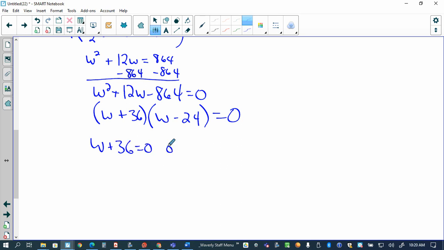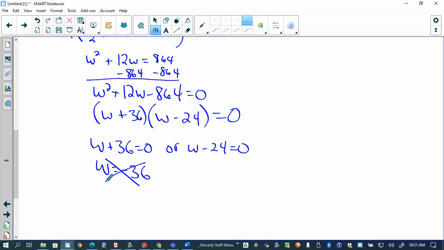W equals negative 36 or W equals 24. What about negative 36? Is that the width of our rectangle, really? It's correct algebraically, but could that possibly be the width of our rectangle? No. Remember, disregard the negatives when we have a problem like this. I'm not going to have negative lengths.